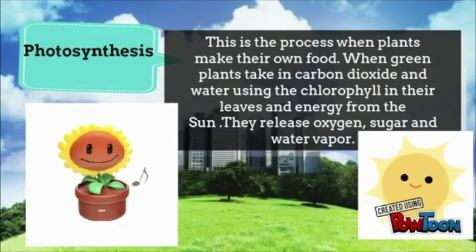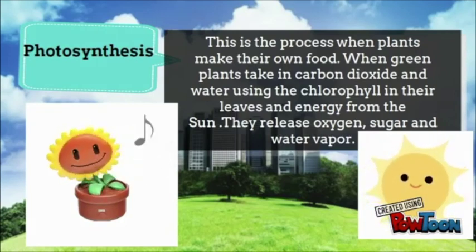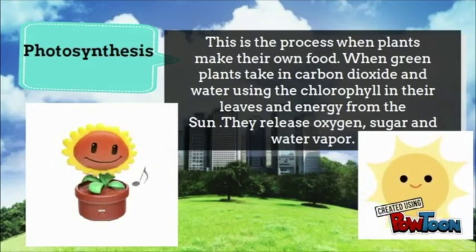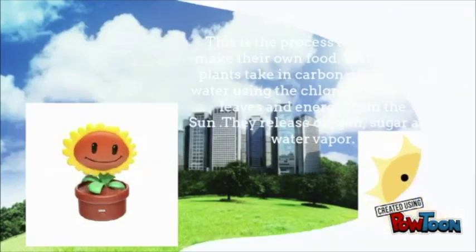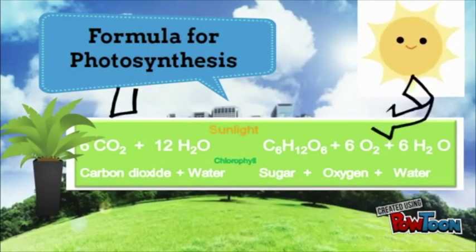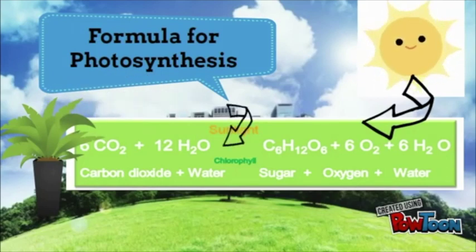Photosynthesis. This is the process when plants make their own food. When green plants take in carbon dioxide and water using the chlorophyll in their leaves and energy from the sun, they release oxygen, sugar, and water vapor. Formula for photosynthesis. On the left, plants take in carbon dioxide and water and use the sun's energy. And on the right, their byproducts are simple sugar, oxygen, and water vapor.